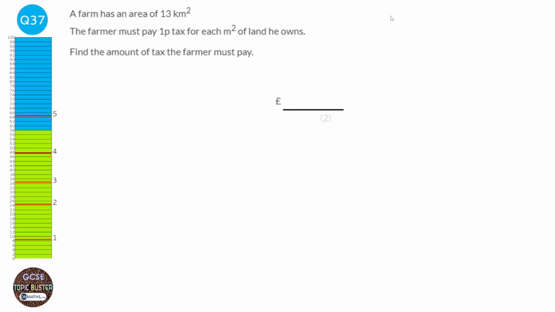So it's really important, first of all, we make clear about how we convert things. If I've got a unit in kilometers and I want to convert it into meters, then we know we just times it by 1,000. So 2 kilometers is 2,000 meters.